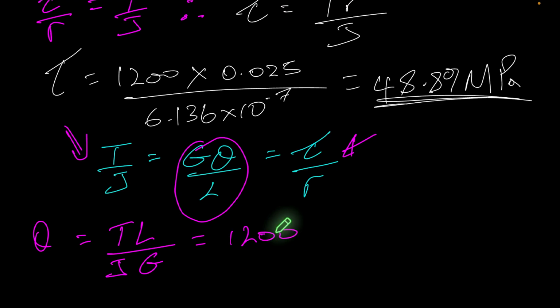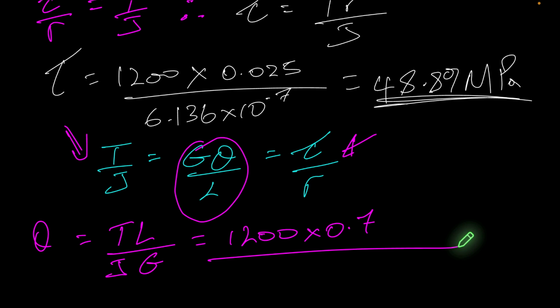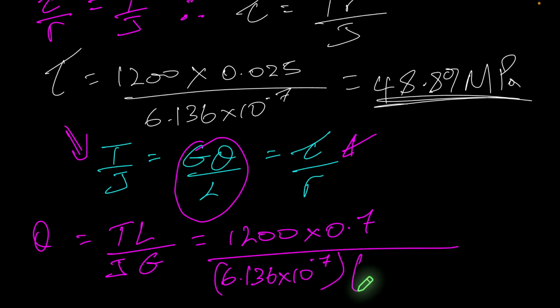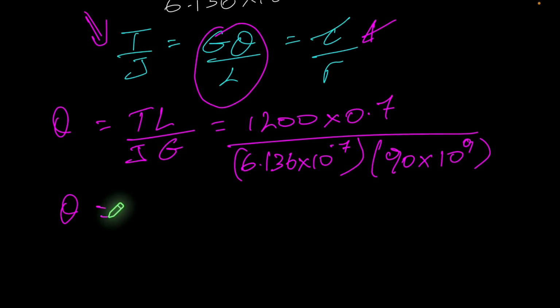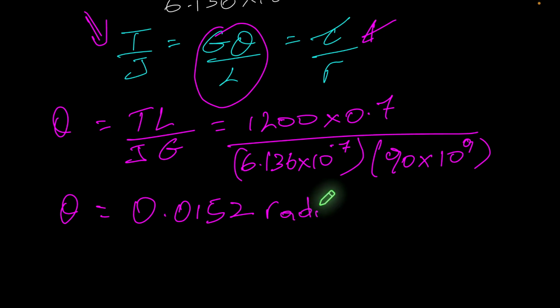So this will be 1200 for torque multiplied by 0.7 for our length, divided by our J value that we calculated previously, 6.136 times 10 to the negative 7, and that will also be multiplied by our 90 gigapascals, which is 90 times 10 to the power of 9. And when we put all of that in, our angle of twist turns out to be, in radians, 0.0152, and this is radians.